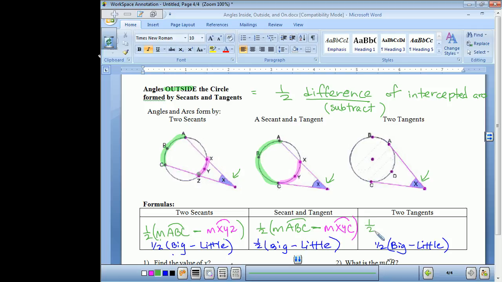Okay, so in this one, half the big arc, so that would be ABC again. But this time my little arc is ADC. And let me make that more arcish. There we go.